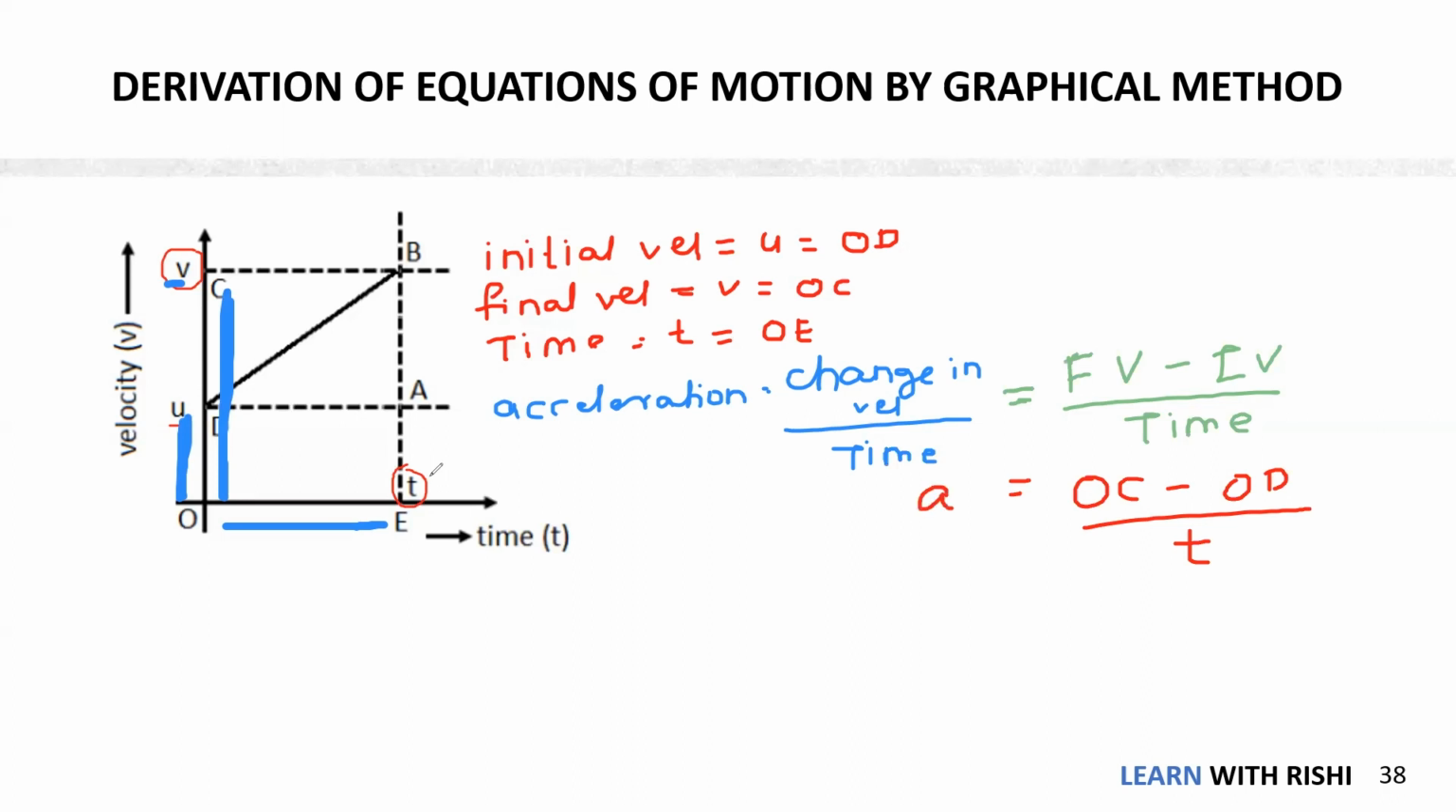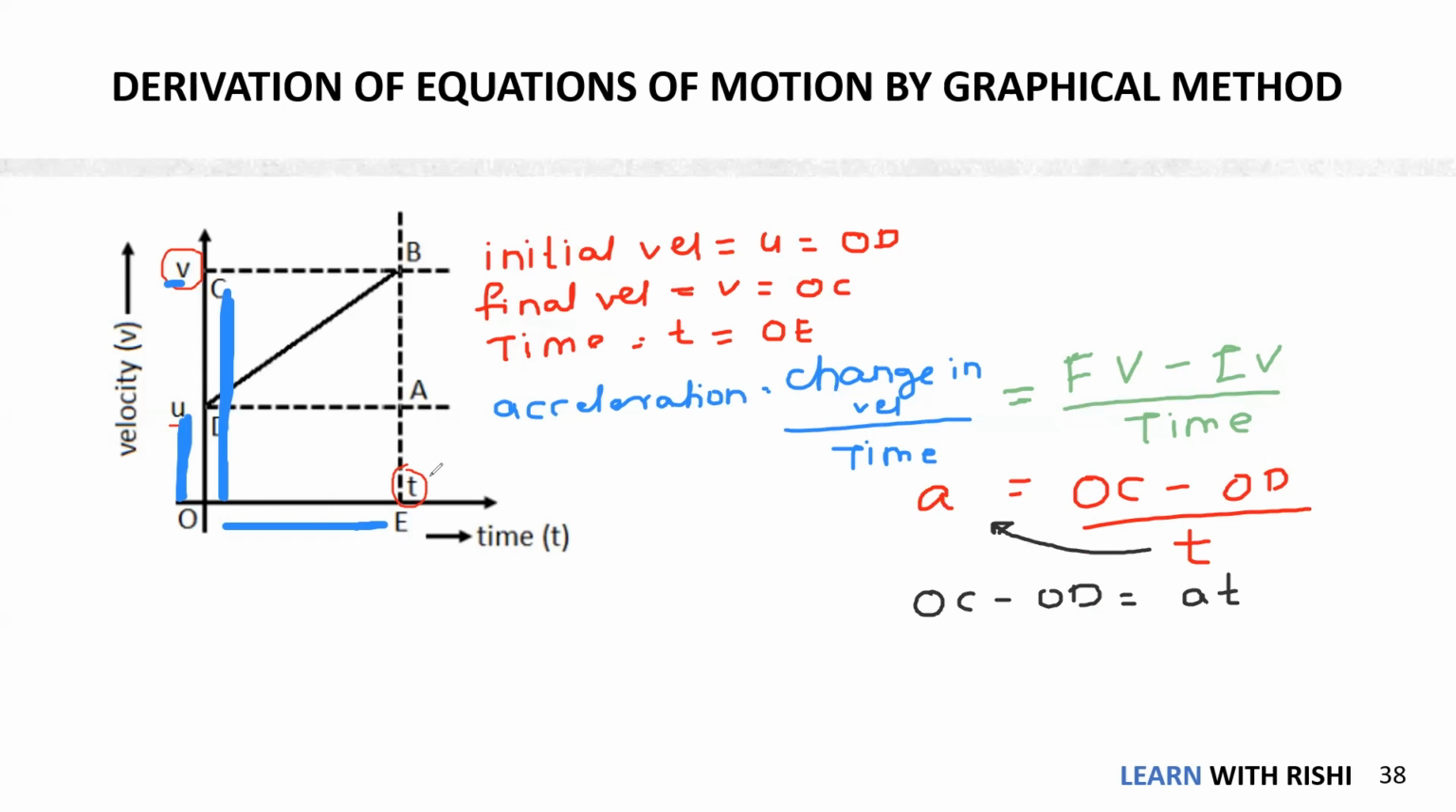So from here we have created an equation, that is a is equal to OC minus OD upon t. Now if we rearrange this equation, we get OC minus OD is equal to a into t. So I've just sent this t to the left hand side. So it becomes OC minus OD is equal to at. So this is what we have observed.